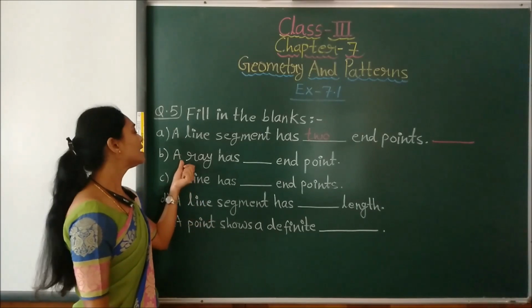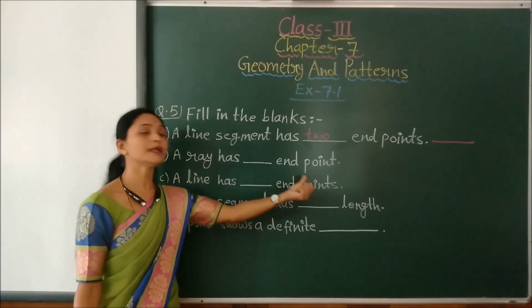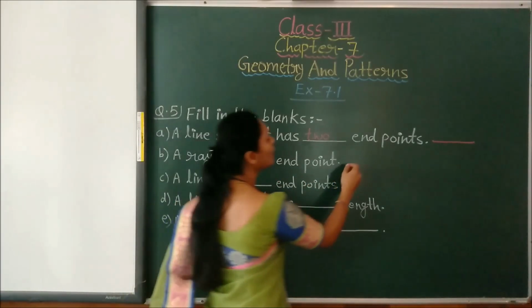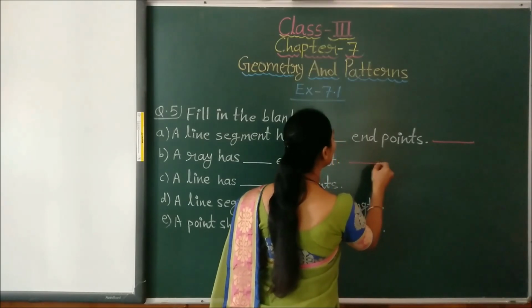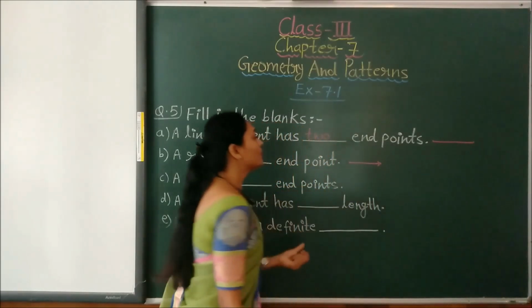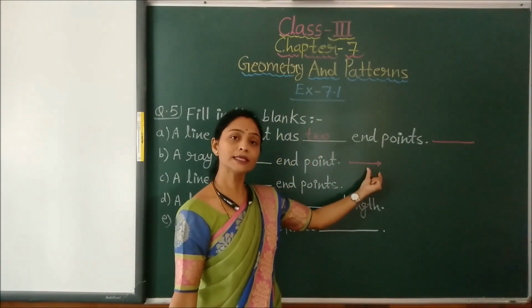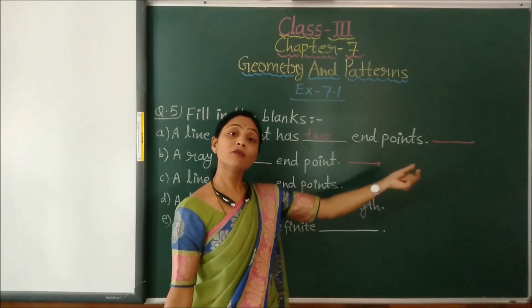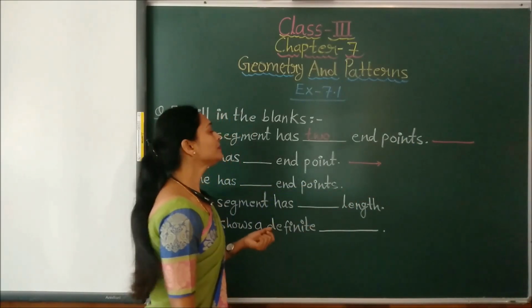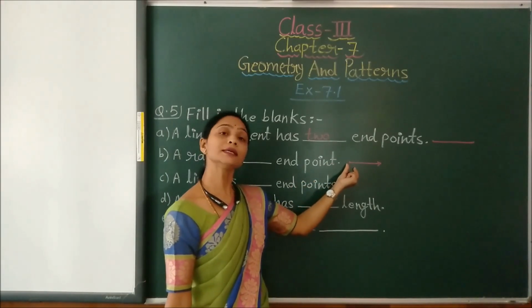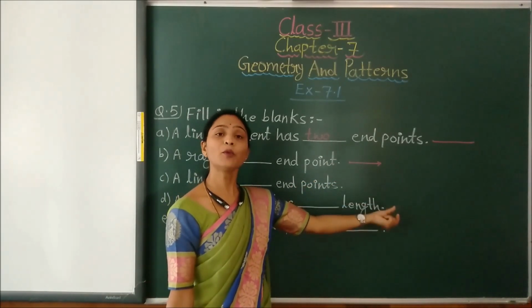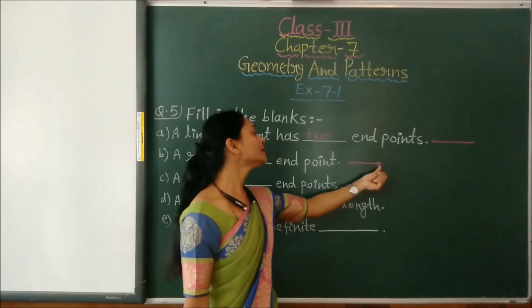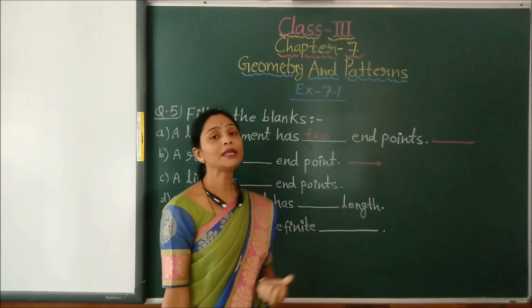Yes. Then a ray has dash endpoint. So first we will draw a ray. Ray we have to draw like this, with an arrow on one side. Yes. It goes on in one direction only. So it means here we are knowing the initial point, the starting point, but the ending point we are not knowing.